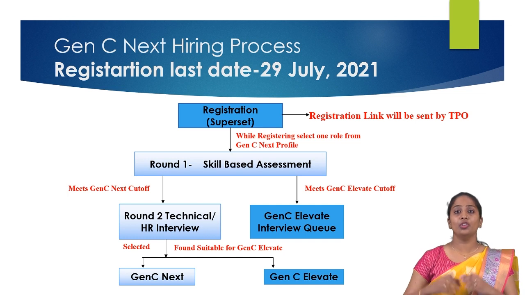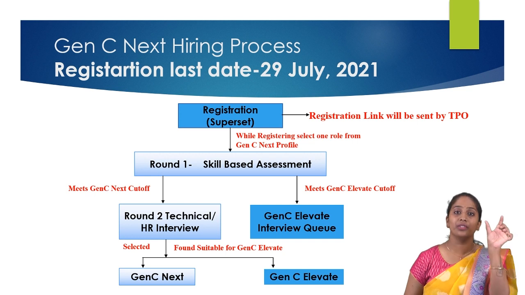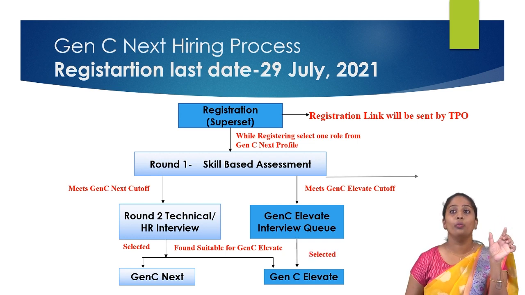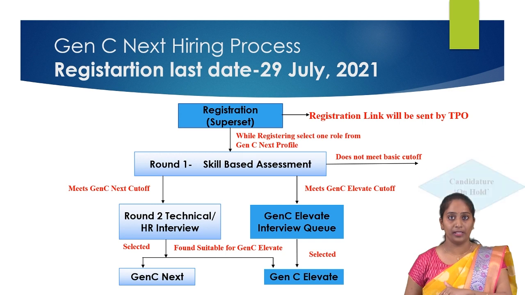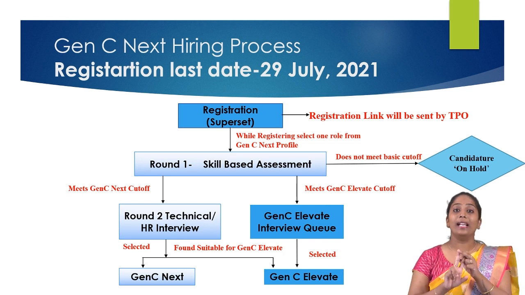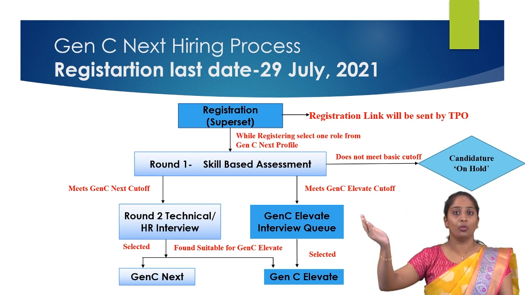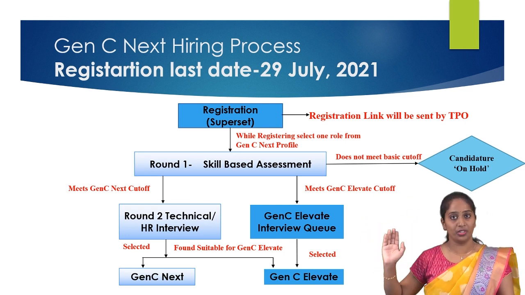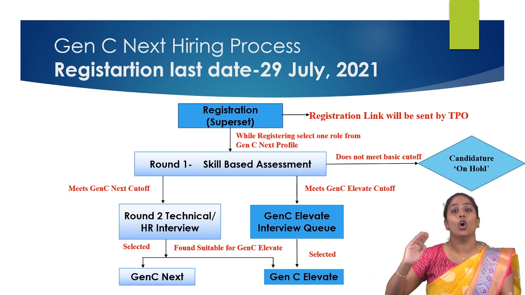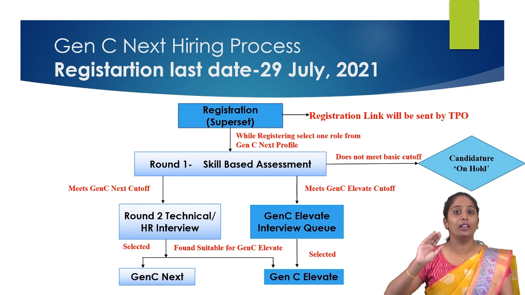For example, you have not cleared both GenC Next and GenC Elevate, but you have some basic cutoff, so your profile will be on hold for the further roles. As I told you, we have 4 profiles, so we are left with 2 more profiles, that is GenC Pro and GenC. So if your cutoff satisfies those particular roles, then you will be given an opportunity to attend the interview of GenC or GenC Pro. Hence, if you're not meeting the criteria of GenC Next and GenC Elevate, your profile will be on hold.